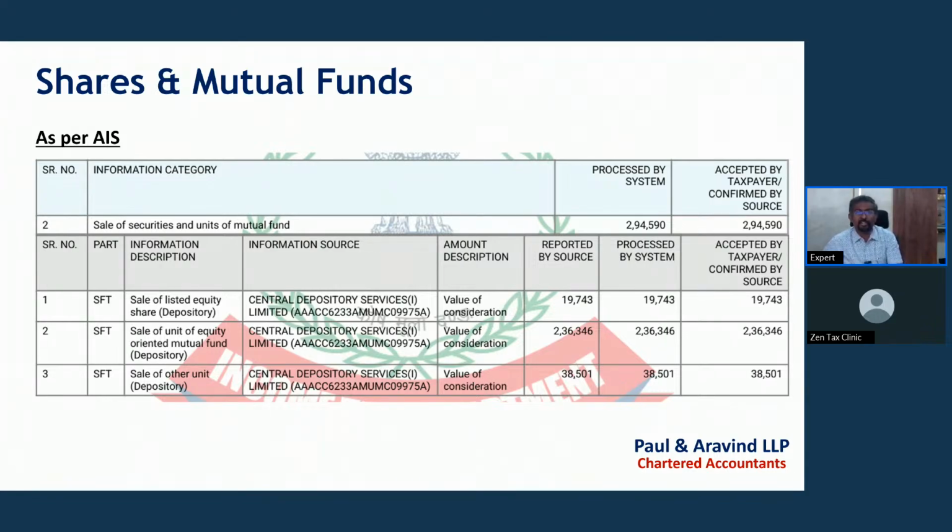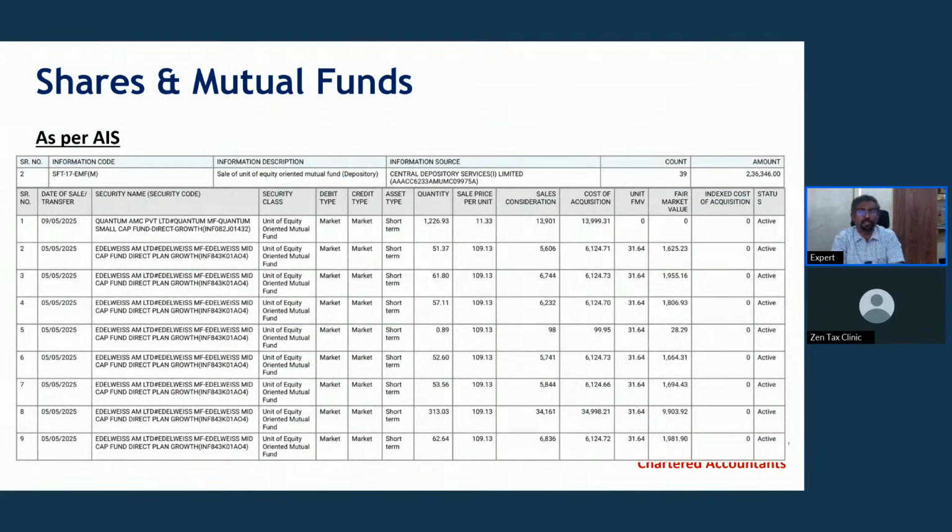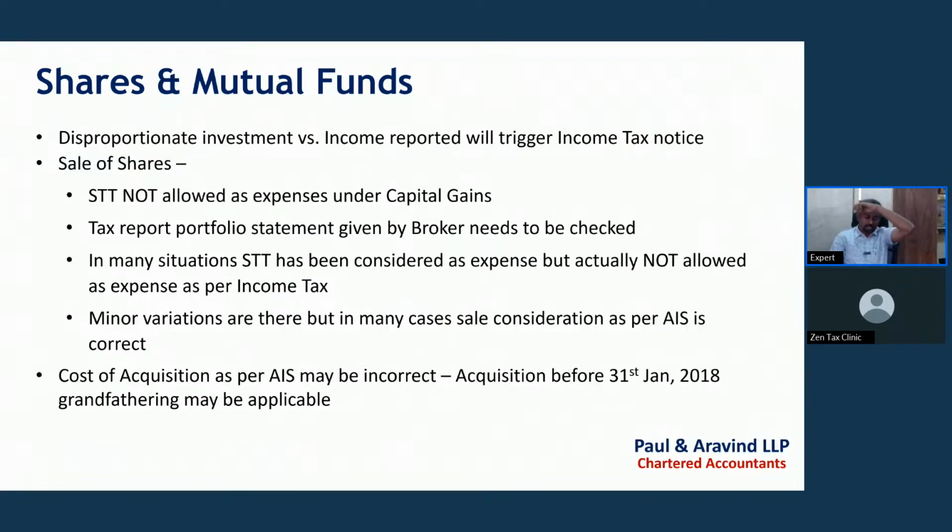Each of these sale transactions is available, and not only the details of sales, but even the details of my cost of acquisition are made available in my Form AIS. Whether I sold it in short term or long term, what was my sale price per share, what is my total sales consideration, what is my cost of acquisition, so what is my capital gain is something I need to calculate. When I come to this calculation, in many situations we see that many people are reporting disproportionate investment into shares and mutual funds, but their income reported is extremely negligible.